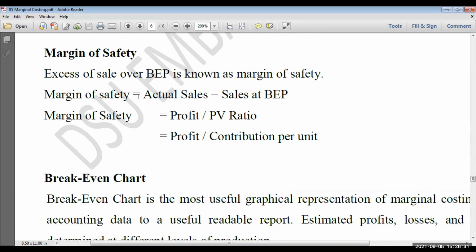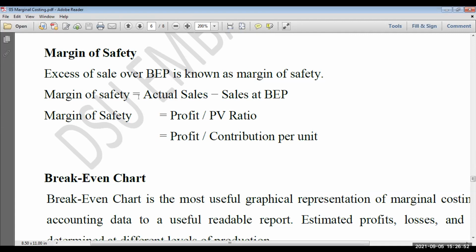Sir, do we need to remember all these formulas? Excess of sales over the break-even point is called margin of safety. How much are you safe? By how many units or by how much amount of sales are you safe? After reaching the break-even point, how much are you in excess of the break-even point? That excess is called margin of safety.